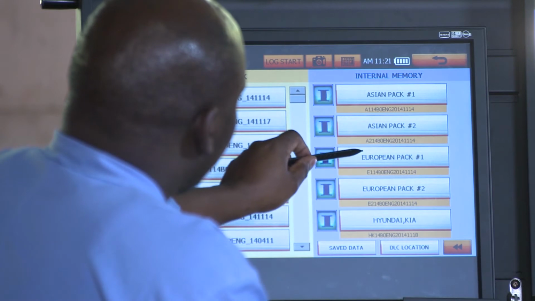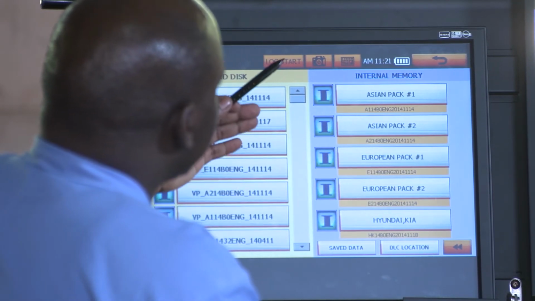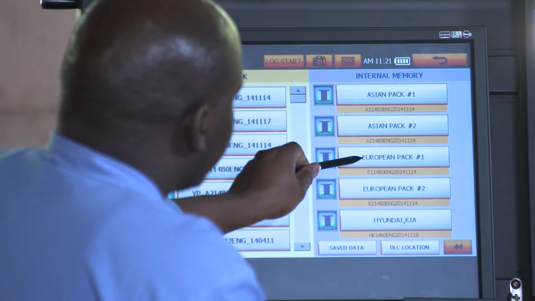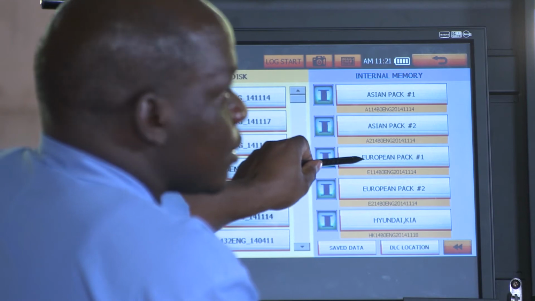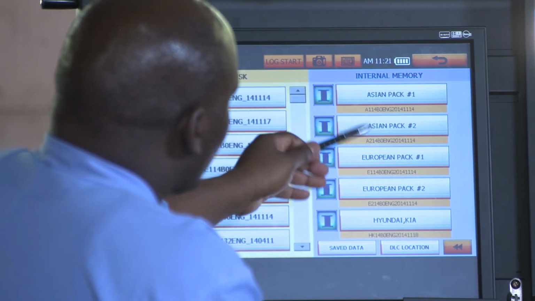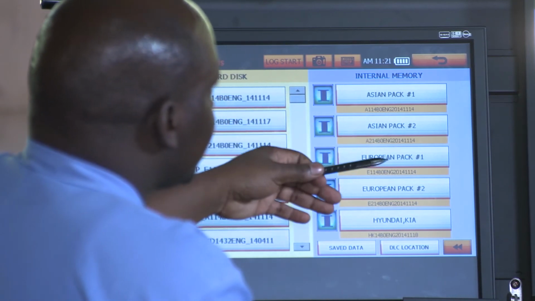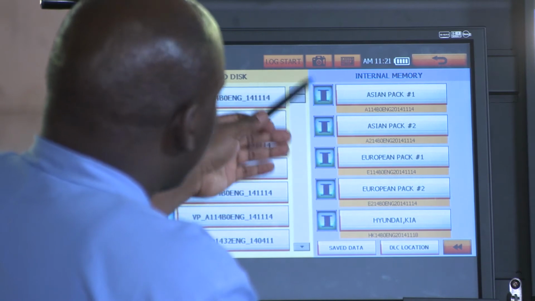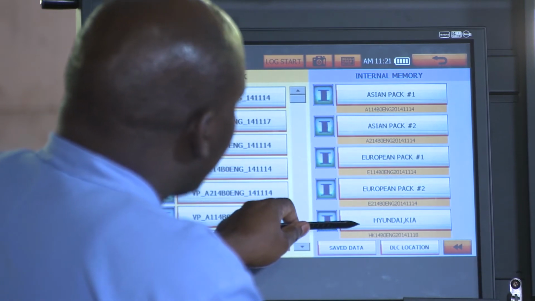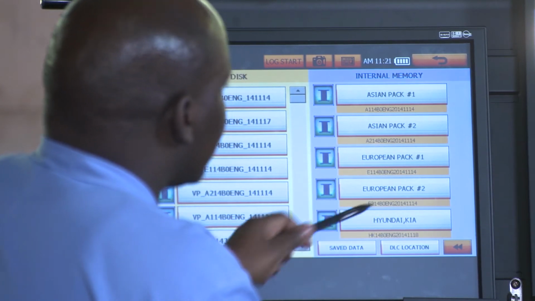European pack 1 and 2 include European and American vehicles like Mercedes-Benz, BMW, Citroën, Opel, Ford, Cherokee, Jeep Cherokee, and so on. And here we have Korean cars, Hyundai and Kia.